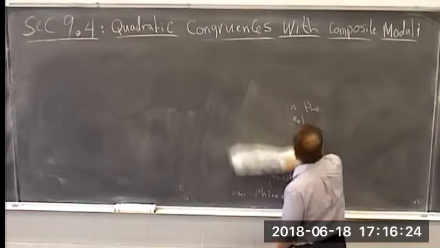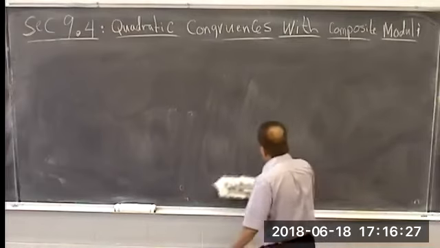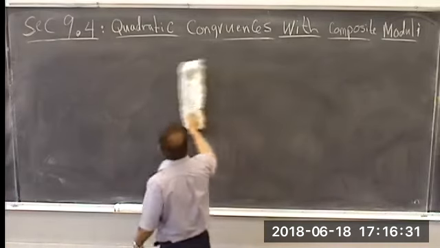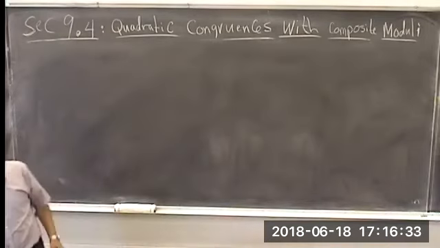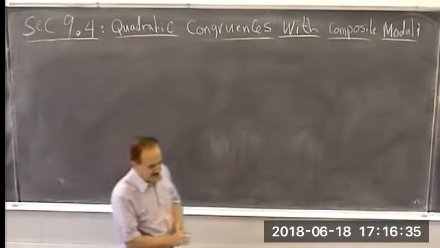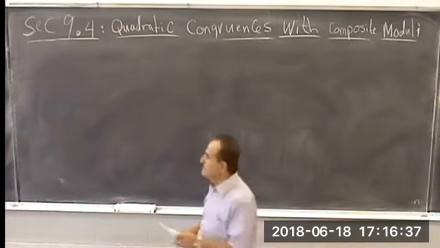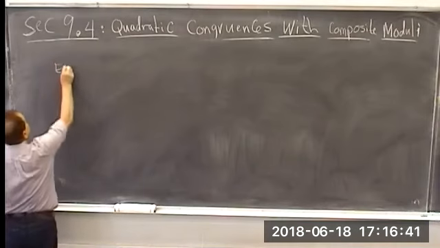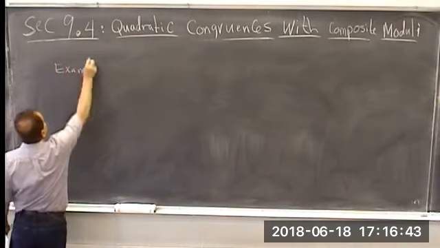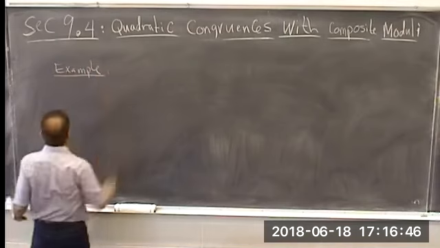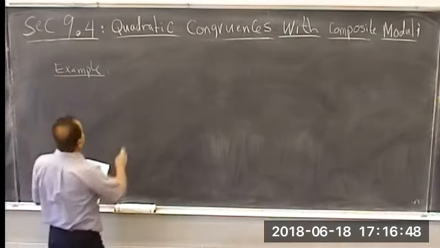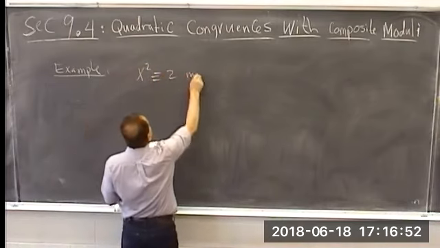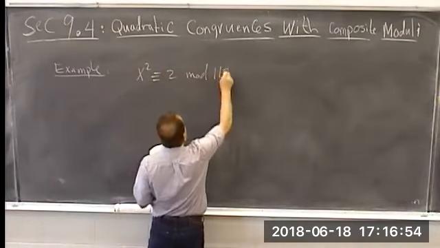I present a couple of examples. I don't want to go through all the details of the solution, but hopefully there will be enough details for you to fill in if you are interested in going to the end of it. All right, here's the first example. Here we're going to concentrate again on quadratics. So we're going to take x squared congruent to 2 mod 119.